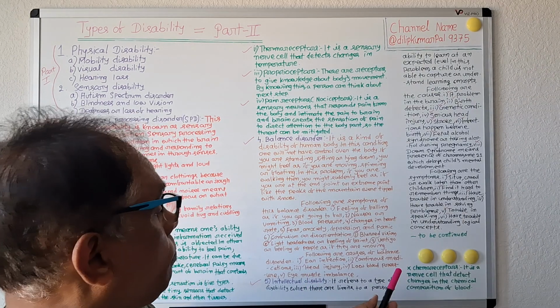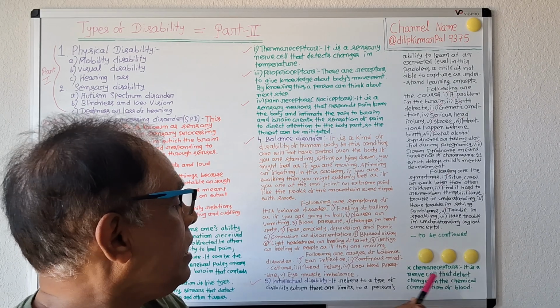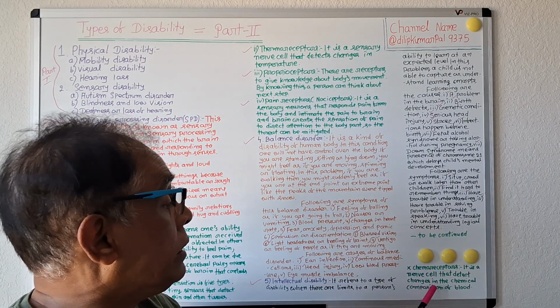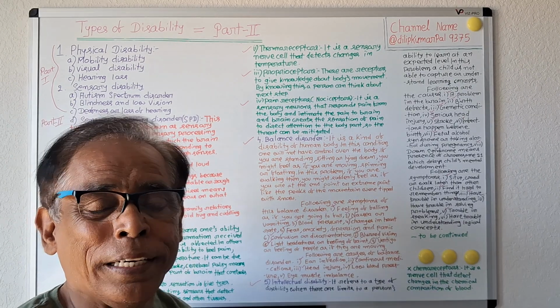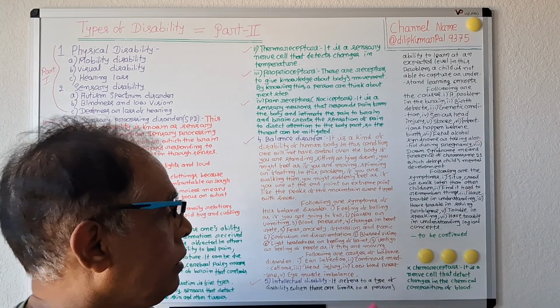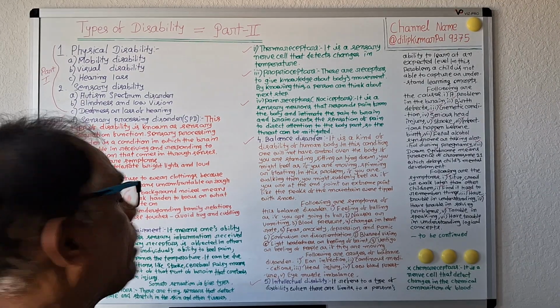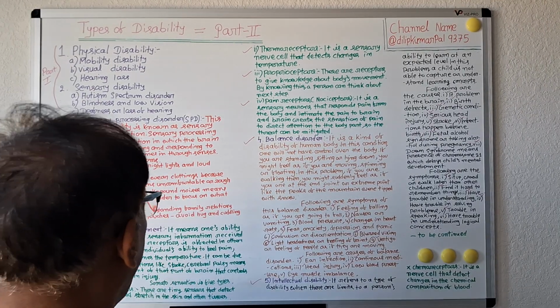Then the fifth one is chemoreceptors. It is a nerve cell that detects changes in the chemical composition of the body. It is a nerve cell that detects chemical composition in the blood. So this is all about somatosensory impairment.